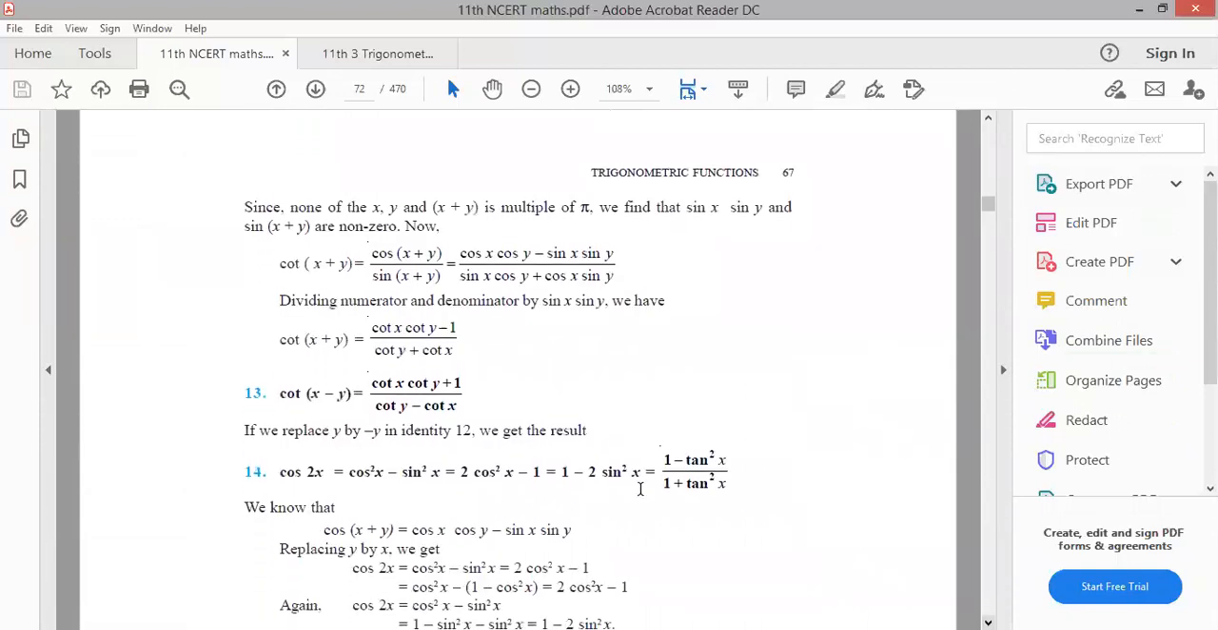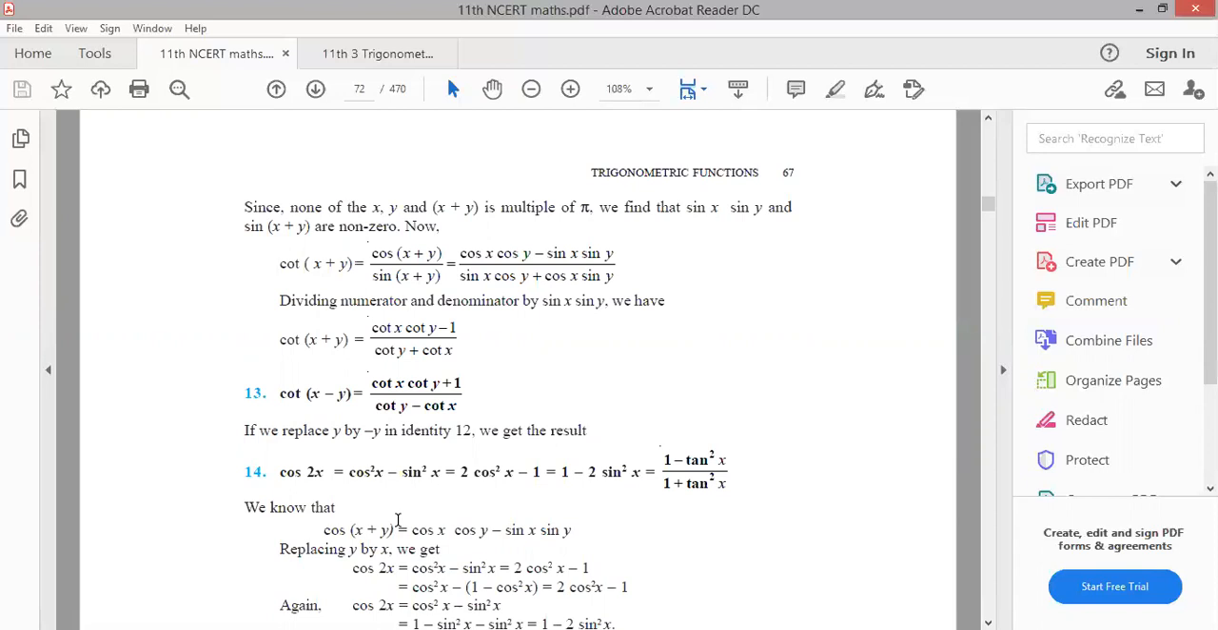Cot of x minus y is cot x cot y plus 1 divided by cot of y minus cot x. Now, after these results, we are in a position to write the expansion for double angle.